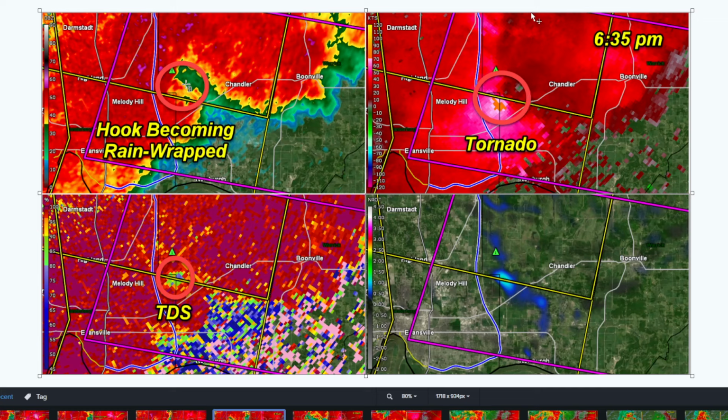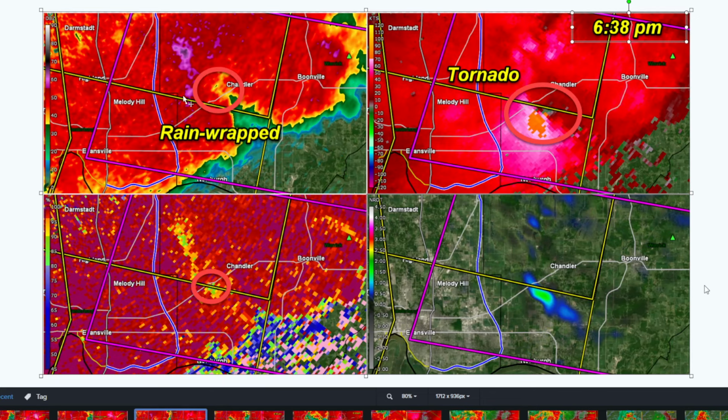That hook that we had on radar a little while ago is starting to become wrapped in rain. So again, you can't see the tornado essentially at this point, just because of the amount of precipitation wrapping in. This is pretty much where the tornado butted up right against this third outflow boundary. And then we also had the TDS on radar, the tornado debris signature, there to the west of Chandler, right there on the Warwick-Vanderburgh County line.